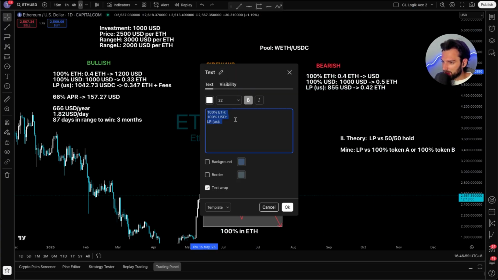And in sideways, but this almost never happens, is 1,000. This guy has 0.4 ETH, still at 1,000 USD. This guy is 1,000 USD, still 0.4 ETH. And what we have is still 1,000 USD plus fees, right?